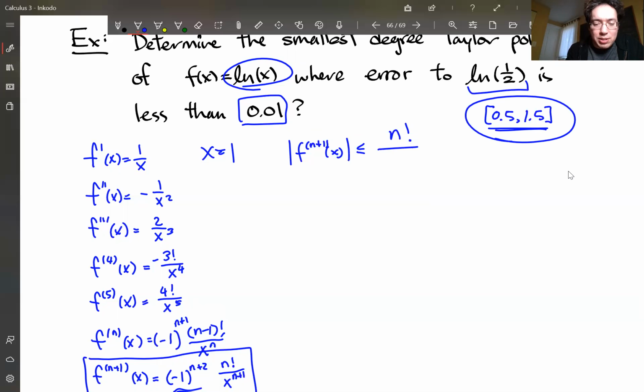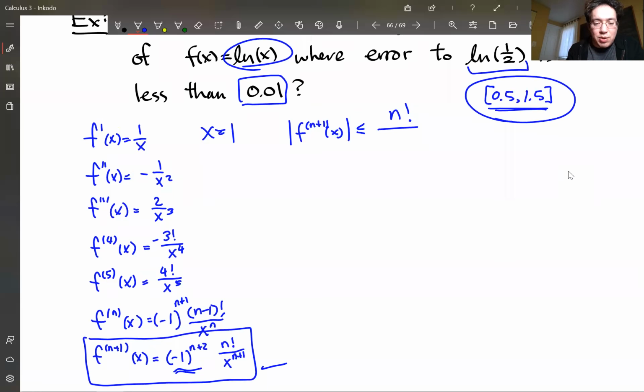And what is the largest this derivative can get? Well, you get the largest derivative when the denominator is the smallest. So when x is equal to 0.5, we're going to have n plus first power here. Okay, and also we're going to multiply by (x minus 1) to the n plus first power.